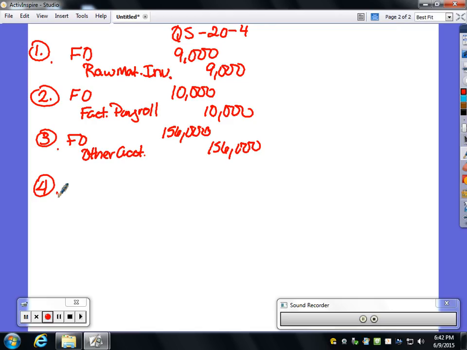So in order for us to find the overhead that was applied, we have to do what? Because they told us to use direct labor, right? So we're going to take direct labor and multiply. And that direct labor came from the previous problem, right? So direct labor was how much? 125,000. Multiply that by 140%. That's the predetermined rate.